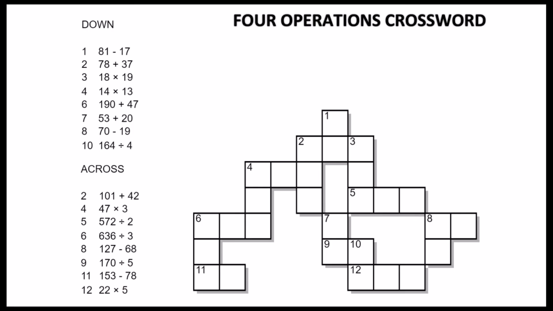Your final task for today is to complete this 4 operations crossword. The questions are all on the left hand side for you to answer. For those of you with printing facilities, you can print this out and complete the cross number grid on the right hand side by filling in the answers you get. If you do not have the option to print, you can simply answer the questions that are on the left hand side directly into your maths book.